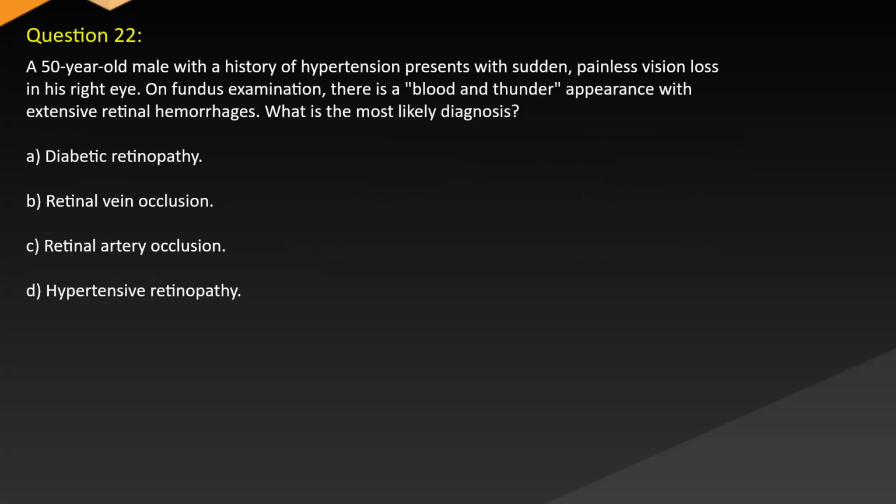Question 22. A 50-year-old male with a history of hypertension presents with sudden, painless vision loss in his right eye. On fundus examination, there is a blood and thunder appearance with extensive retinal hemorrhages. What is the most likely diagnosis? A. Diabetic retinopathy. B. Retinal vein occlusion. C. Retinal artery occlusion. D. Hypertensive retinopathy.